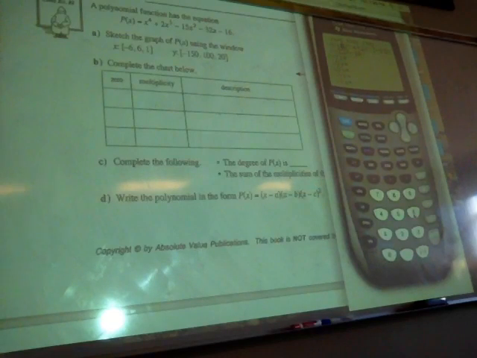So they give us a little advice about the window setting. Well, maybe we should take it then. Okay, go to negative 6 to 6, negative 150 to 100 on the y, and scale of 20.